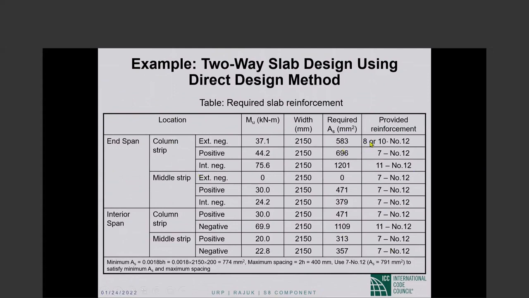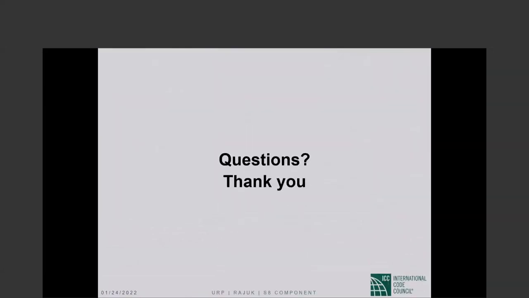This is 8 or 10, depending upon whether you want to transfer 100% of the moment, in which case it becomes 10. If you transfer only 62% of the unbalanced moment by flexure, then it is 8. So that is the difference. We had a choice there, and we did it both ways.